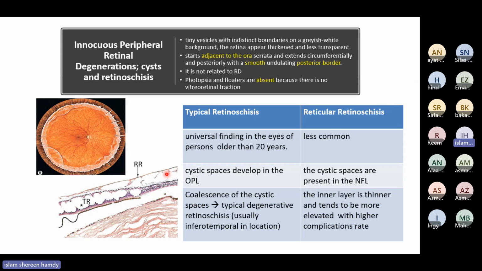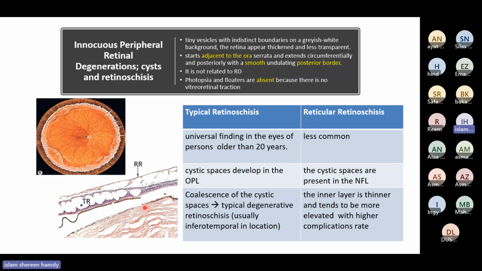Clinically, it's a bit difficult to differentiate between them, but usually patients with reticular retinoschisis have what we call a thinner inner leaflet. The inner leaflet doesn't have many layers of the retina, so it appears very thin, while in patients with typical retinoschisis, the inner retinal layer appears thicker because it contains more retinal layers. The complication rate is higher with reticular retinoschisis. The main complication is a break in the inner retinal leaflet and another break in the outer retinal leaflet, and these can communicate and cause retinal detachment. This is more common in reticular than in typical retinoschisis.